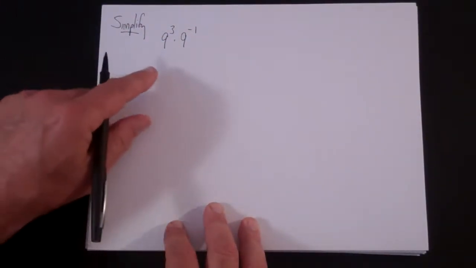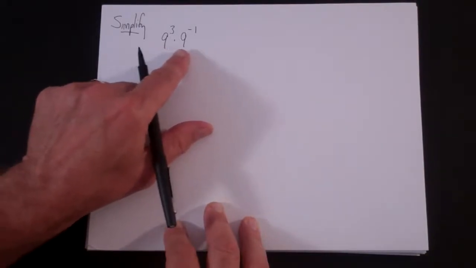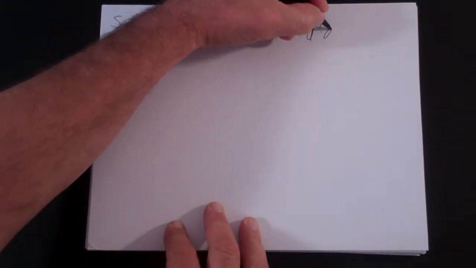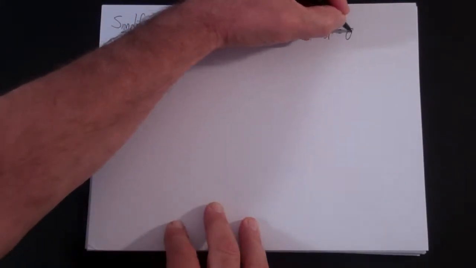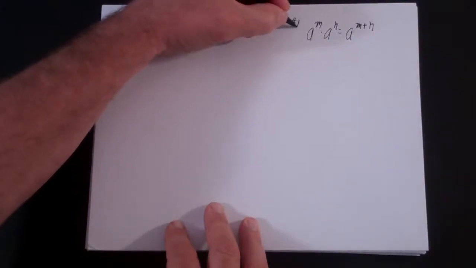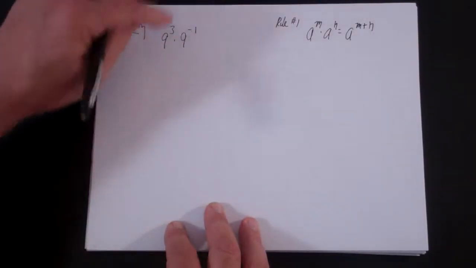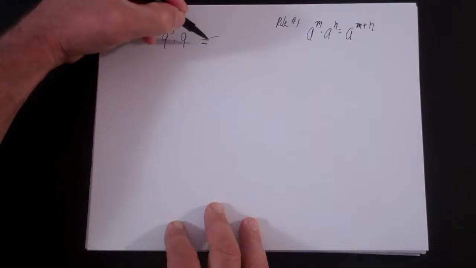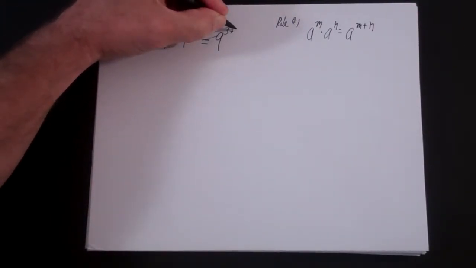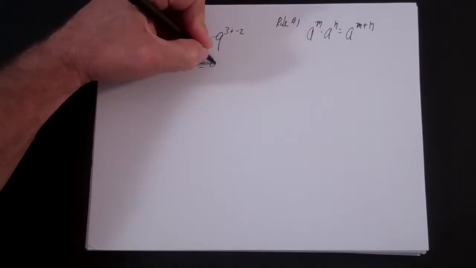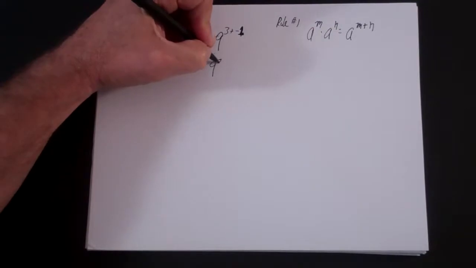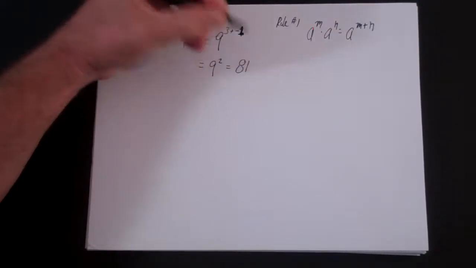What you do here is if you notice, the bases here are the same, so the rule is simply this: a to the m times a to the n is a to the m plus n. We call this rule number 1. And so what we do is we add these two powers together, so that's 9 to the 3 plus a negative 1, which is 9 to the 2, which is 81.